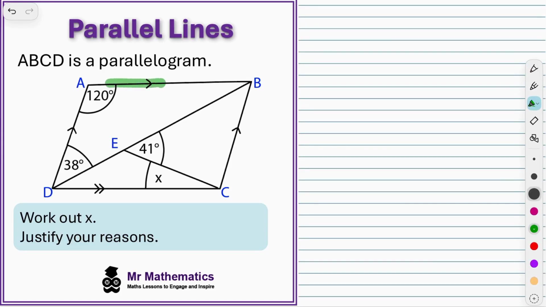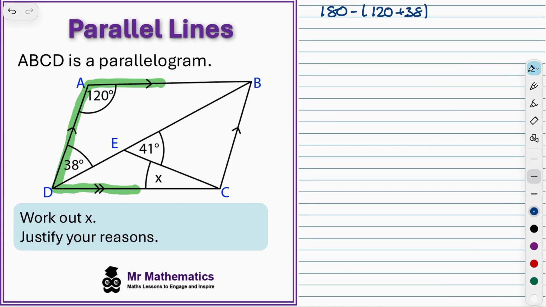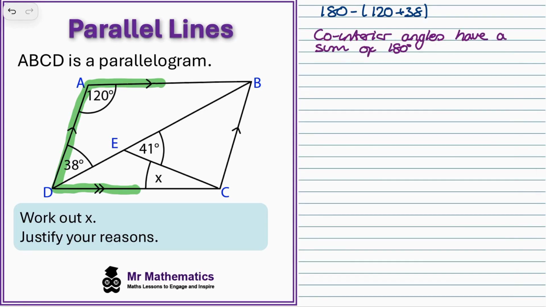And you can see we have a pair of co-interior angles within these parallel lines. So the 120 and this big angle here will both add up to 180. So we can work out this angle as 180 minus the sum of the other two angles. And then we need to say why this is. So I'll say that co-interior angles have a sum of 180 degrees. And then we can work this out and we get that angle to be 22 degrees, which I'll mark on the diagram here.